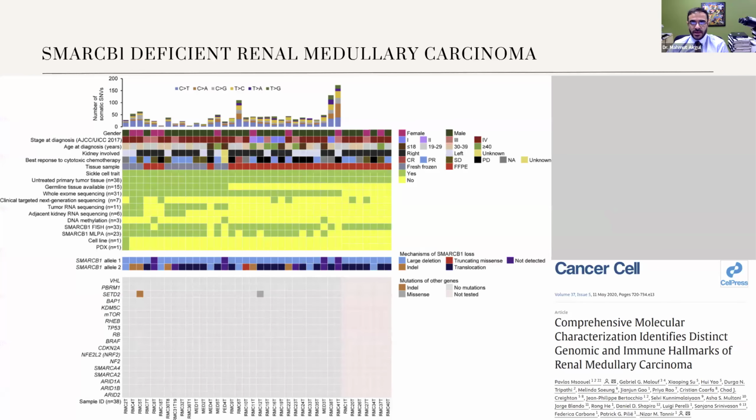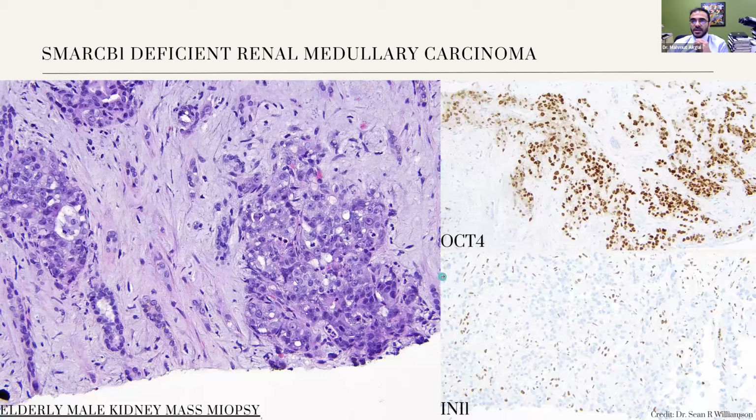Molecularly, what happens is a biallelic inactivation of the SMARCB1 gene, and one of the alleles is usually inactivated by a large deletion. Interestingly, the second allele is inactivated, well, I should say half of the time, the most common second allelic inactivation is translocation, which is kind of interesting to me. Immunohistochemistry, two immunohistochemical assays are very important.